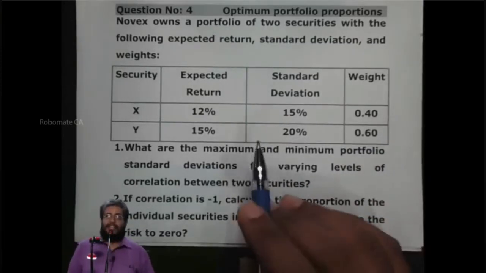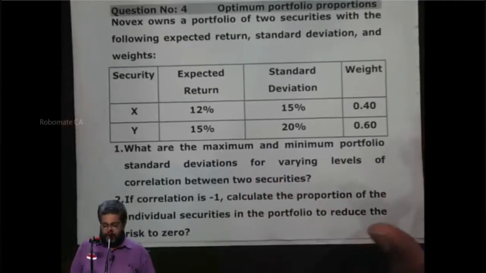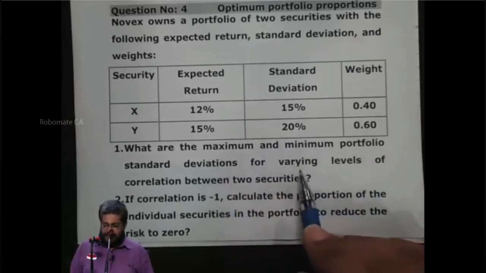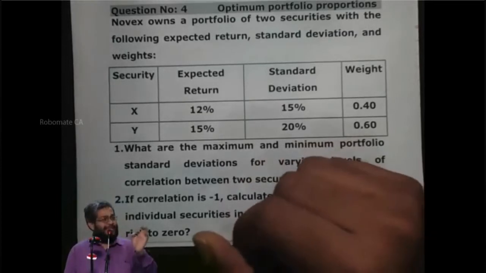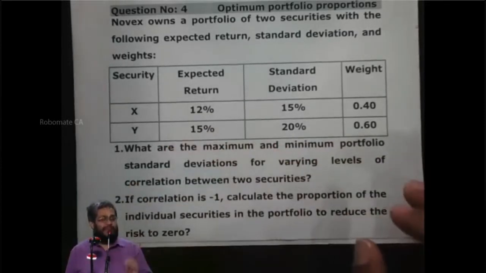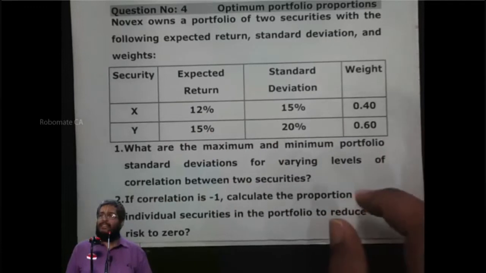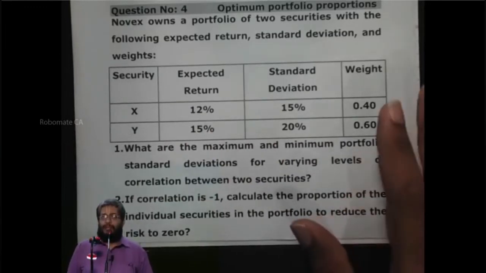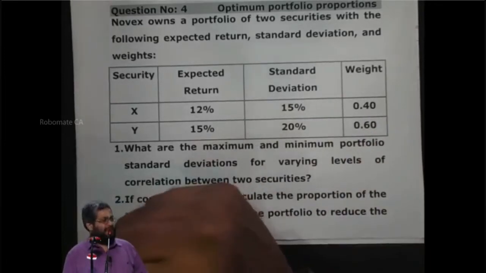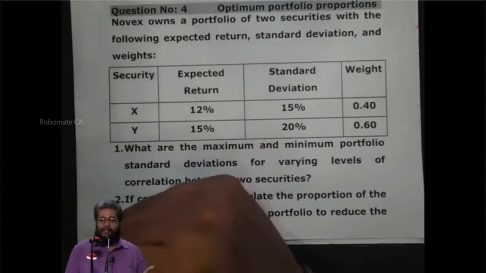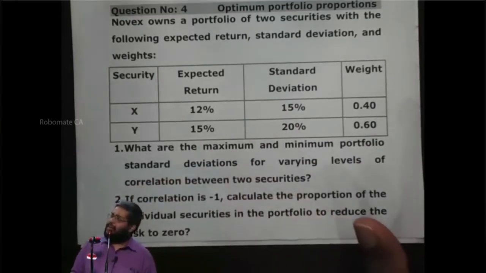Now, let's answer the question one by one. What are the maximum and minimum portfolio standard deviations for varying levels of correlation between the 2 securities? Now, the maximum standard deviation means maximum risk arises when the correlation is +1. So we have to find out sigma P, assuming first the correlation to be +1. The minimum standard deviation arises when the correlation is what? -1. So we have to calculate sigma P by assuming the correlation to be -1. That's the first part of the question. Right or not? Next.